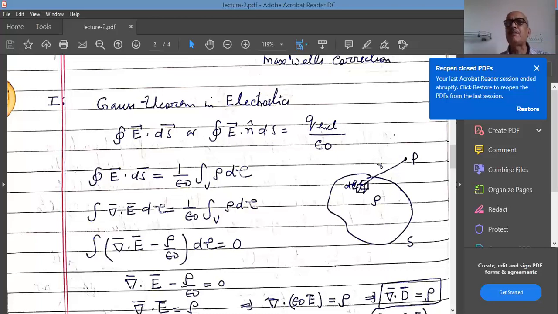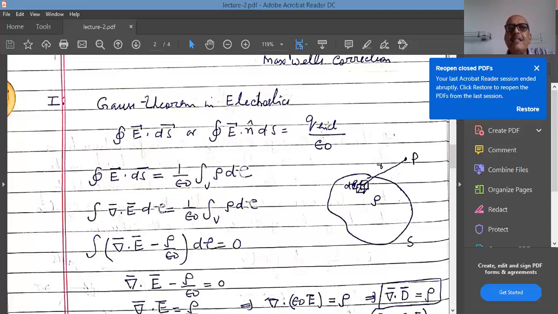Suppose now we take a special situation in which the entire distribution of charge within the Gaussian surface is given by a volume charge density rho. So rho is the total charge per unit volume of the material. We have a surface S enclosing a volume V here.